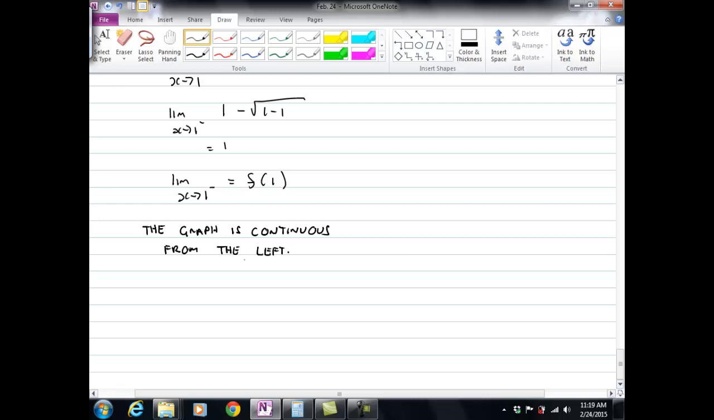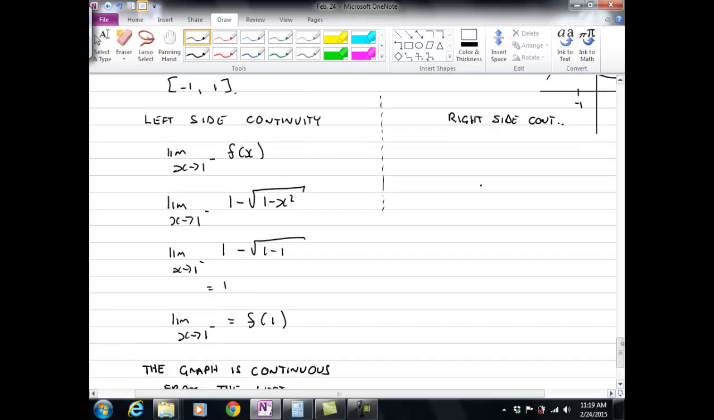Therefore, the graph is continuous from the left. I just proved to you it's continuous from the left. So instead of proving every point, why don't we just prove it's continuous from the left. Now what you've got to do? Prove it's continuous from the right.